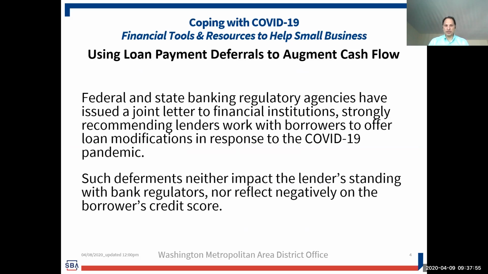So what the regulators have said is, look, if you do this because of this widespread emergency, you're not going to be penalized. Also, if you do deferments on the payments, it won't impact the borrower's credit score. So it doesn't affect either one of them with the regulators or with their credit score. The borrower's credit score will not be negatively affected by this. That's great. So that's one thing that could help you in your cash flow. If you can get a loan modification, get deferments on the payments for 6 months or 5 months or whatever you can get from your lender, that's going to help you.